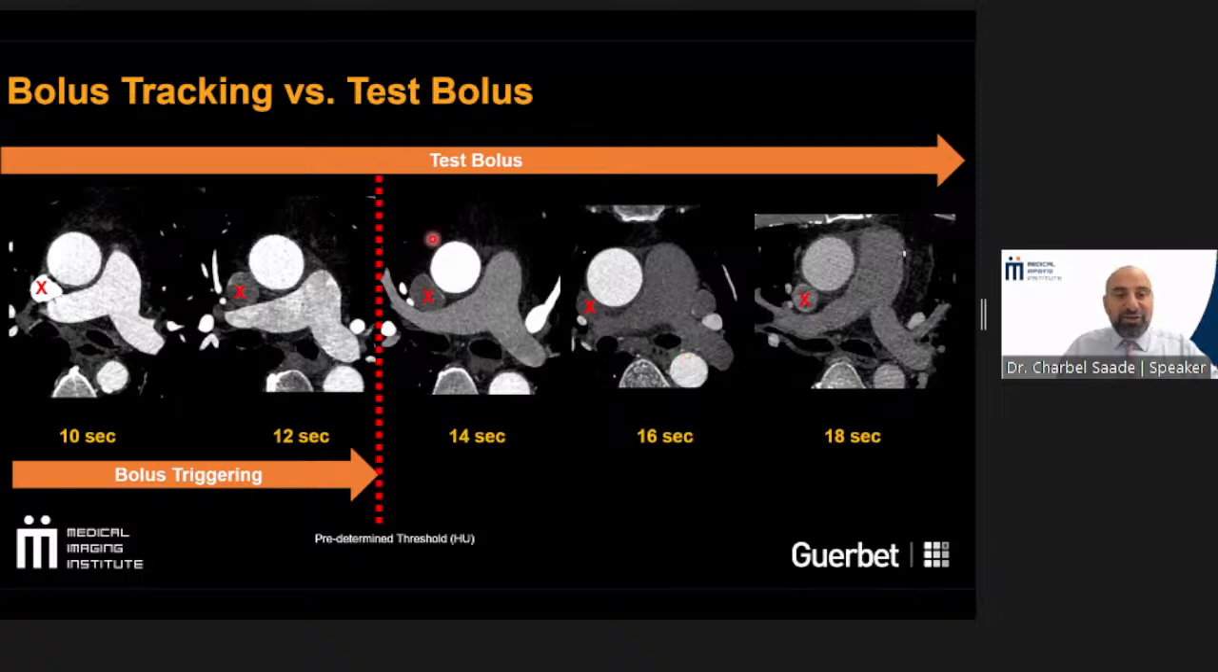So whenever you're looking at bolus tracking or test bolus, we don't worry about monitoring here because you're not going to see it. It's all in the central line or the PICC line. The contrast will get to the pulmonary trunk a lot faster. So again, everything's going to move back. Just be careful of that.